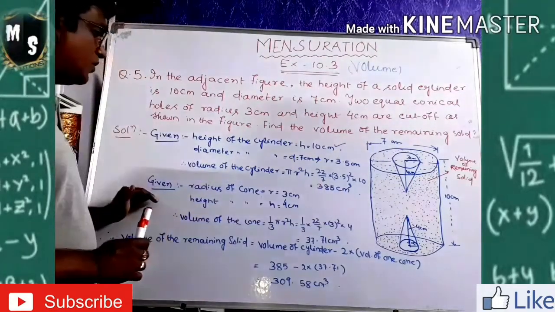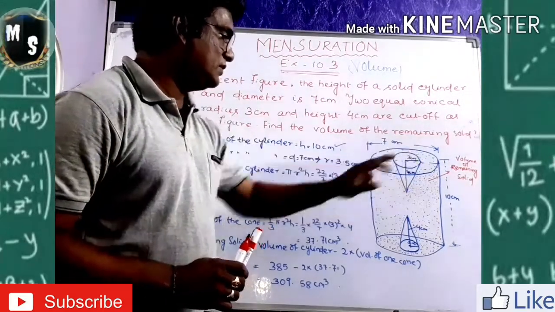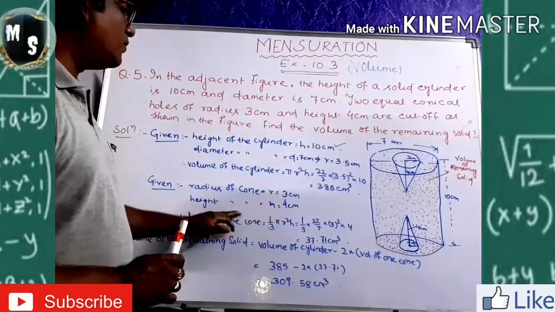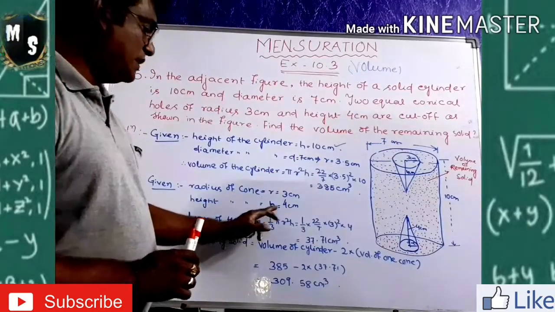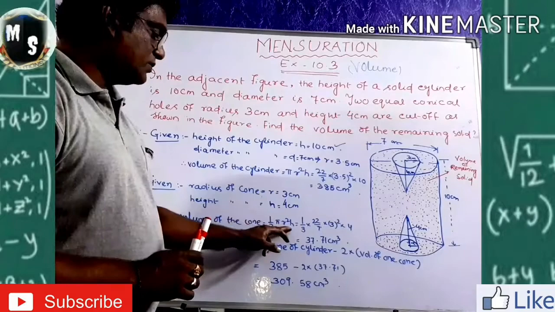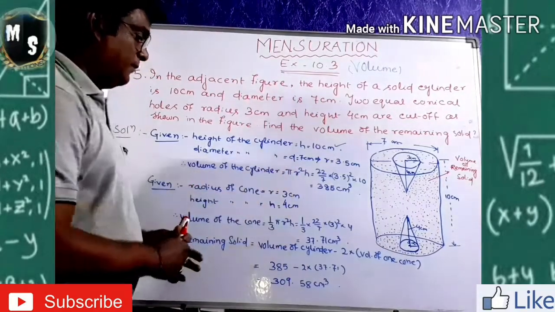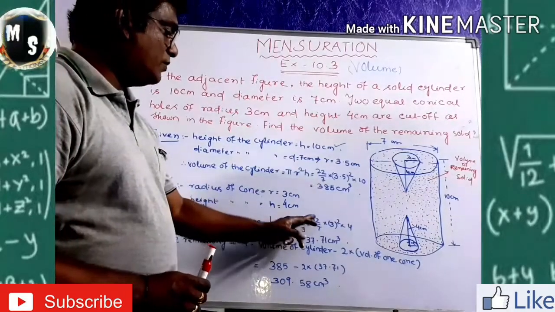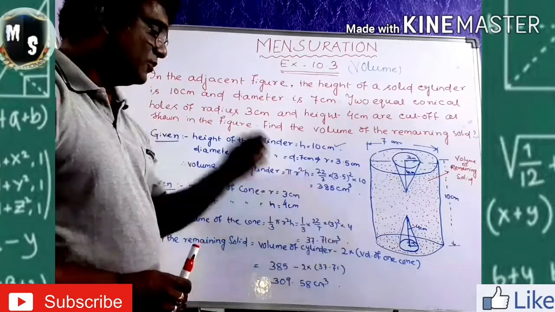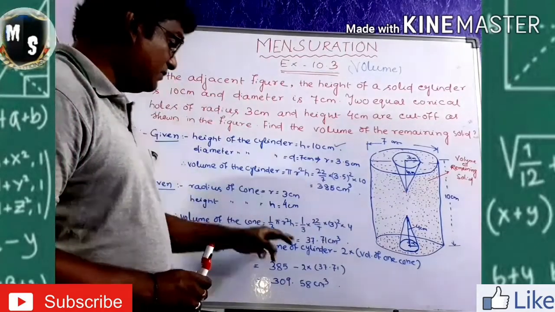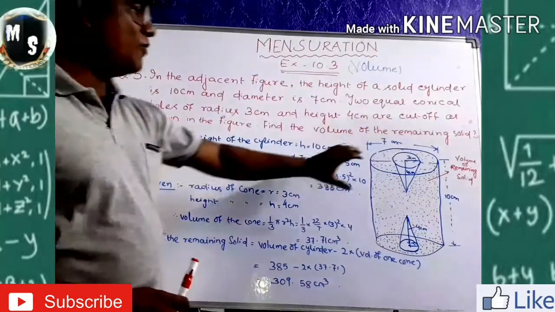Next given is the radius of the cone. One cone you take, the radius of the cone is 3 centimeter, and the height of the cone is 4 centimeter. So now what should be the volume of the cone? Direct formula: 1 by 3 pi r square h. For that reason I am saying please remember the formulas nicely. Then it is 1 by 3 into 22 by 7 into 3 square into h, h is 4. Now after calculation it came 37.71 cubic centimeter. That is the volume of one cone.